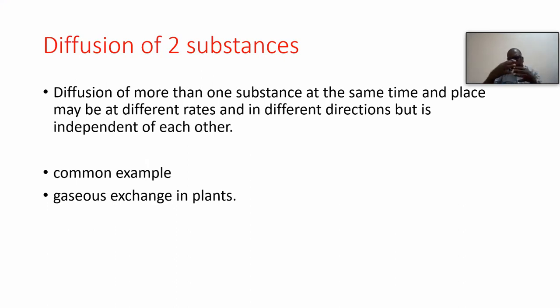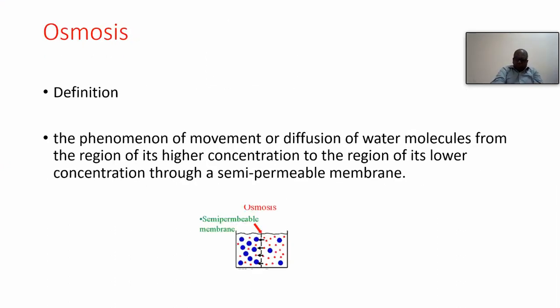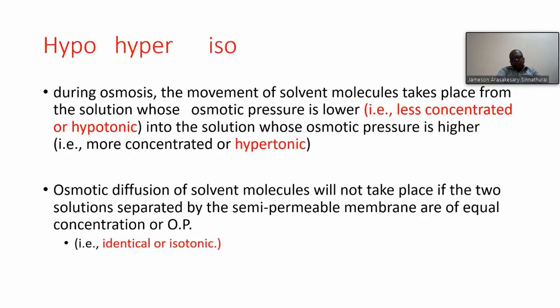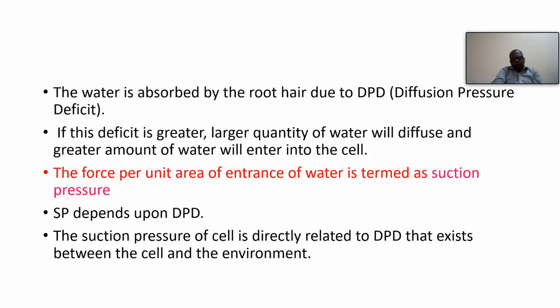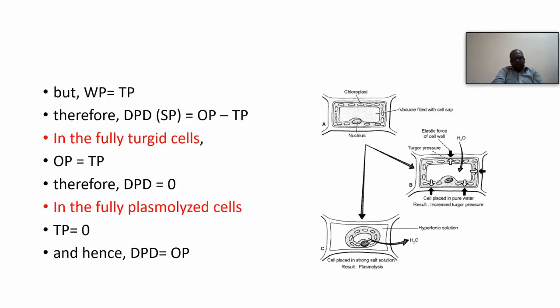And when two particles are moving from here and there, and there is more interference between these two particles, that is independent diffusion, and its significance. Then we studied osmosis. What is osmosis? What is osmotic pressure and the properties of osmotic pressure? We have seen hypotonic and isotonic solutions, the factors affecting osmotic pressure, and the DPD. We have seen an equation and how it behaves, and where turgor pressure and wall pressure become an important part of the diffusion pressure deficit.